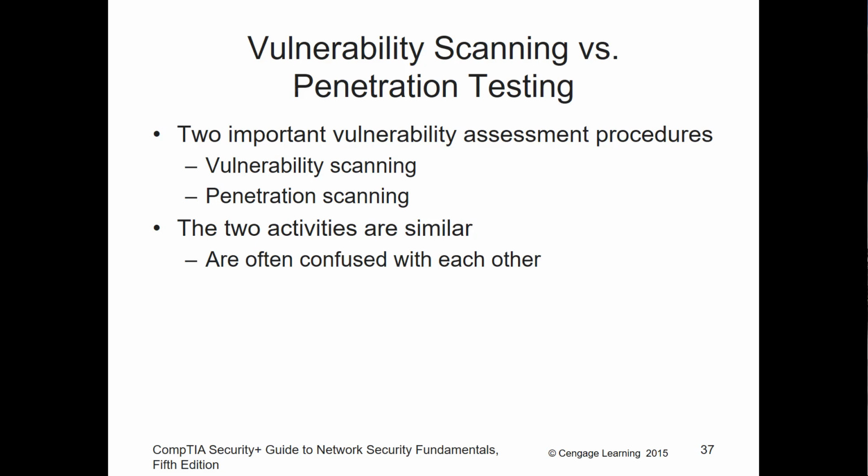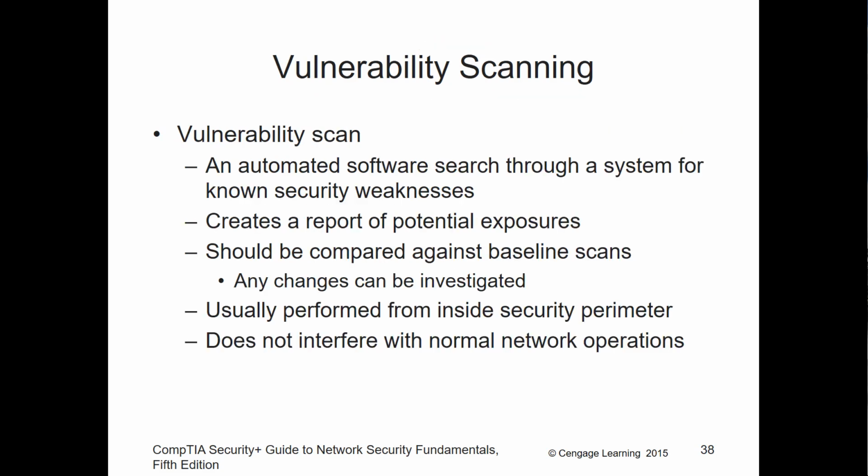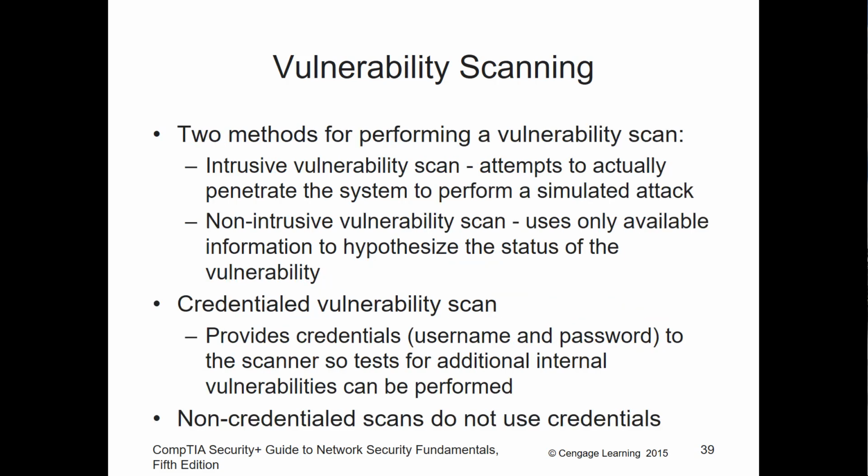Part of the vulnerability assessment is about the vulnerability scanning and the penetration testing. These two activities are very similar, and more often than not, they get used interchangeably, but they're not actually the same thing. A vulnerability scan is an automated software search through a system for known security weaknesses. It should create a report, and it should be compared against the baseline scan, usually performed from inside the security perimeter. It doesn't interfere with normal network operations. That's really important. It doesn't interfere with normal operations and is done from the inside.